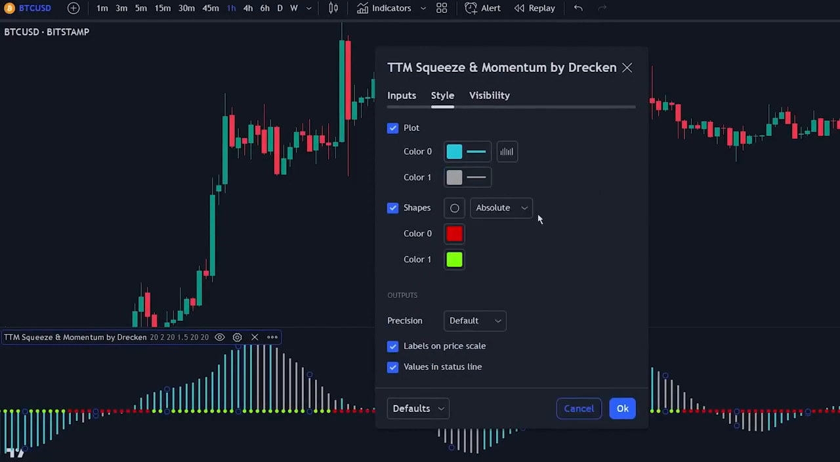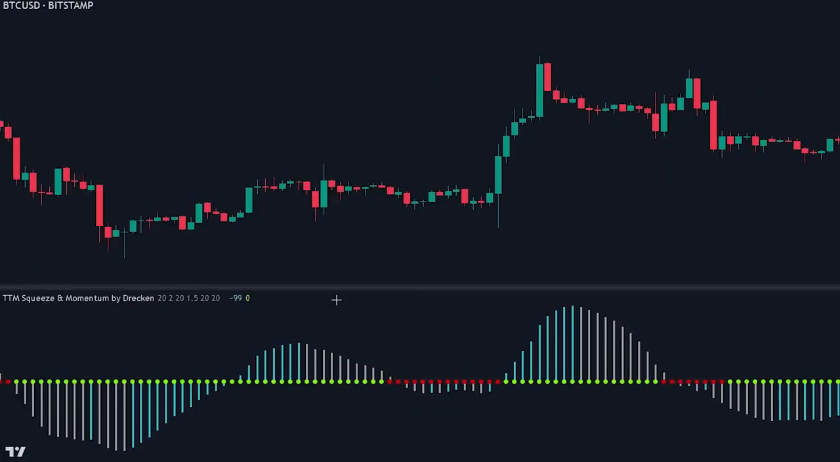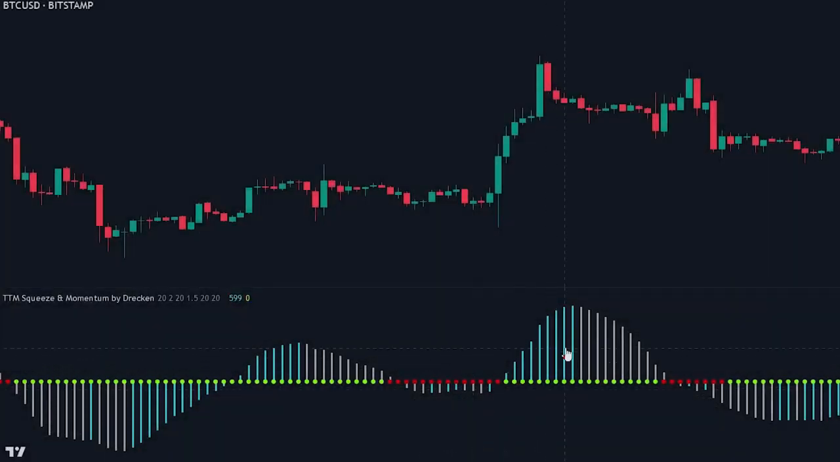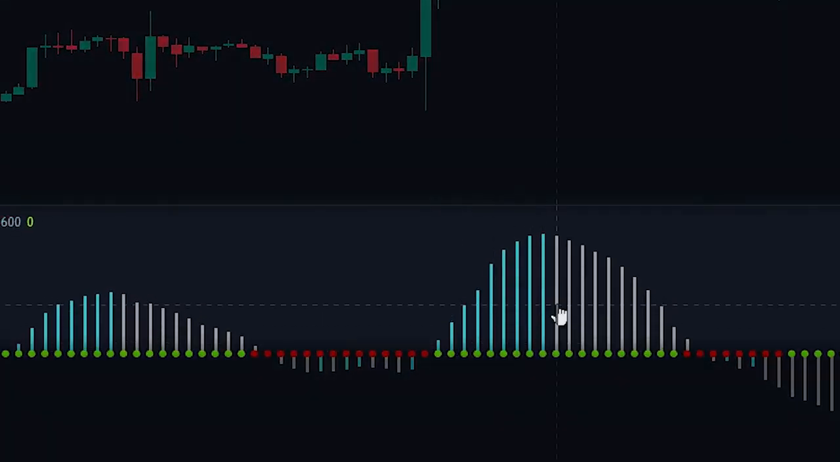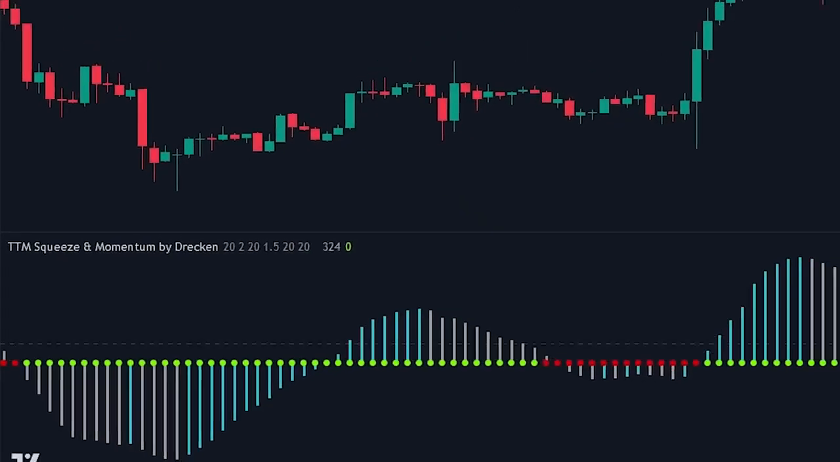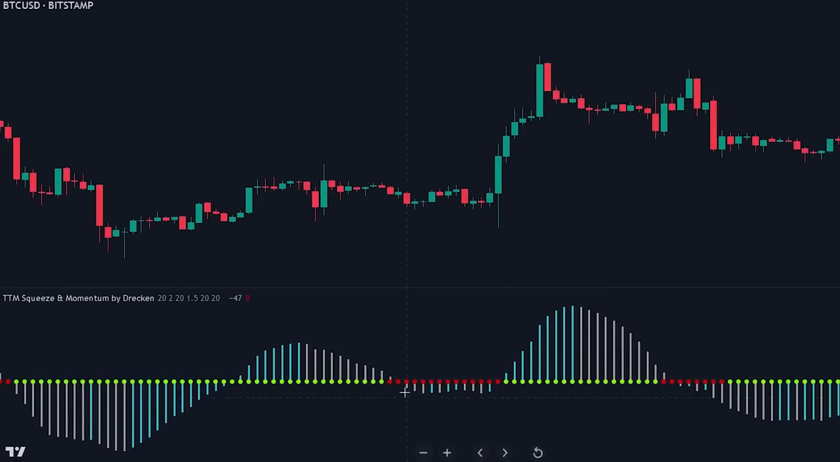Now let's take a look at how the indicator works. The indicator consists of two main components, the first one being the momentum histogram. This is a smooth momentum oscillator that is made to indicate the possible direction of the breakout. Whenever the lines are blue and above the zero line, it indicates that there is positive momentum in the market, and whenever the lines are gray and below the zero line, it indicates that there is negative momentum in the market. The second component of the indicator is the zero line, which plots red or green dots.